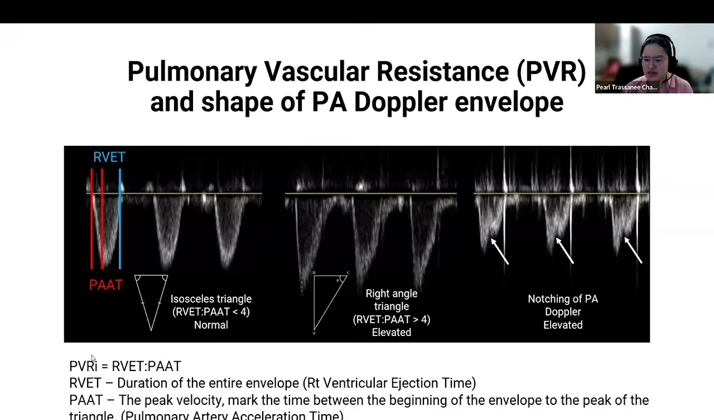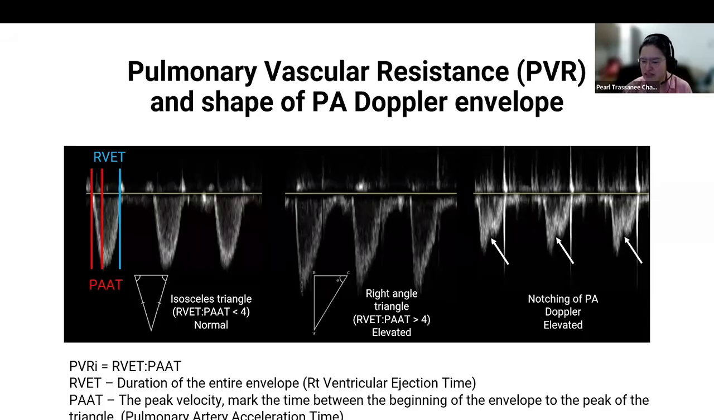In a normal circulation with low pulmonary vascular resistance, blood accelerates quickly and continues forward throughout systole, producing a smooth isosceles triangle Doppler envelope. As pulmonary vascular resistance rises, the right ventricle encounters greater opposition to flow. This alters the shape of the pulmonary artery Doppler waveform. Specifically, we begin to see a shortening of the pulmonary artery acceleration time, often accompanied by a more peaked waveform, and in severe cases, mid-systolic notching.